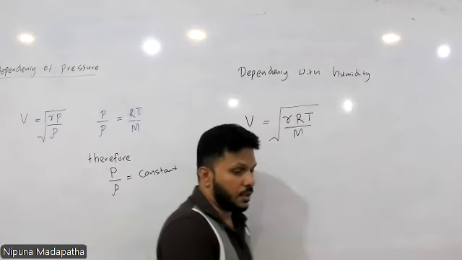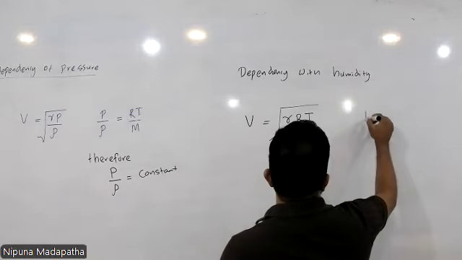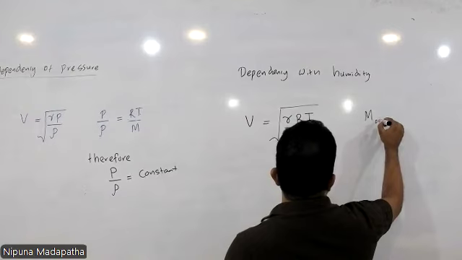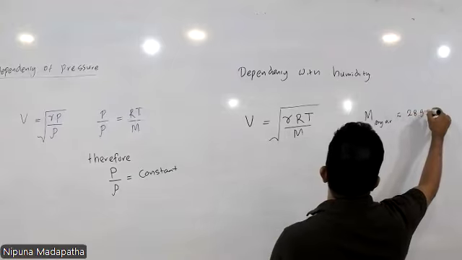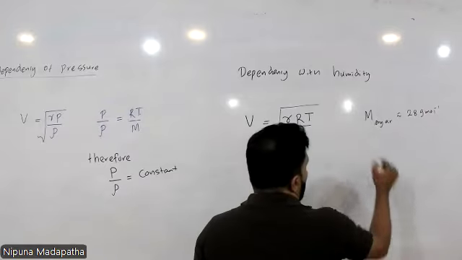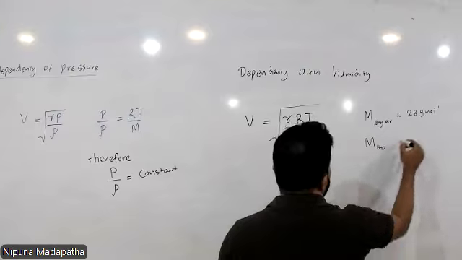What happens to the mean molar mass of the air if the humidity is high? So what is the molar mass of dry air? The majority of air consists of nitrogen. What is the molar mass of nitrogen? 28. So the mean molar mass of dry air is approximately 28 grams per mole. What is the molar mass of water vapor? 18.